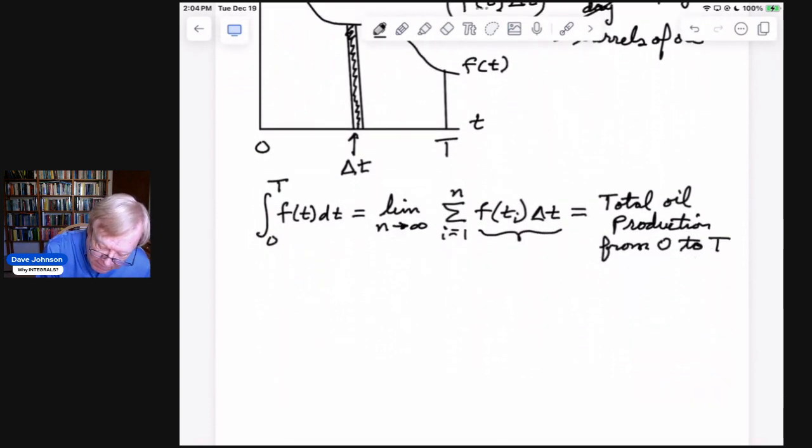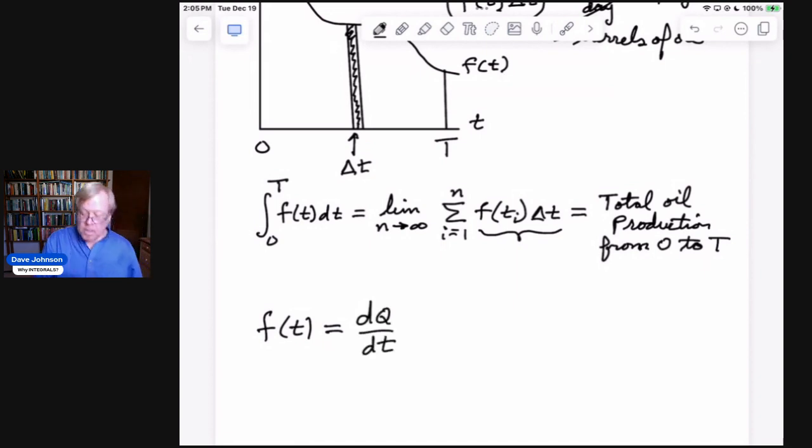If our f of t was a rate of production, I can call that, let's say, dQ dt, because it's the amount of oil per unit time, and Q is the total amount of oil. And so we could say this is big Q here, Q total perhaps. And so dQ dt is the rate at which oil is produced, and we're calling that rate a function of t.